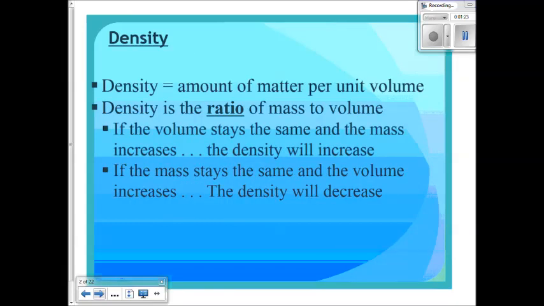Now, density is the amount of matter per unit volume, and it's a ratio. If the volume stays the same and the mass increases, the numerator is going to increase, therefore your overall number would increase and your density would increase. If the mass stays the same but the volume increases, then your denominator is increasing, the bottom of the fraction, and your density will decrease.